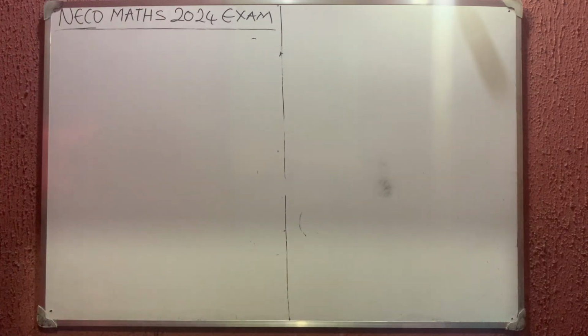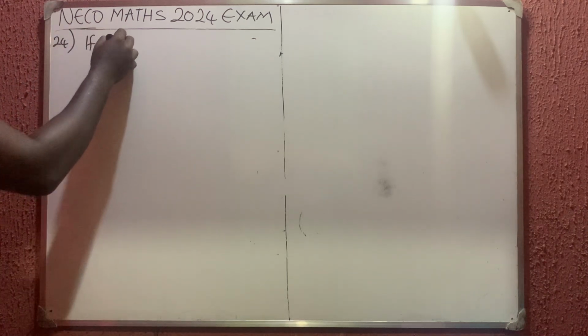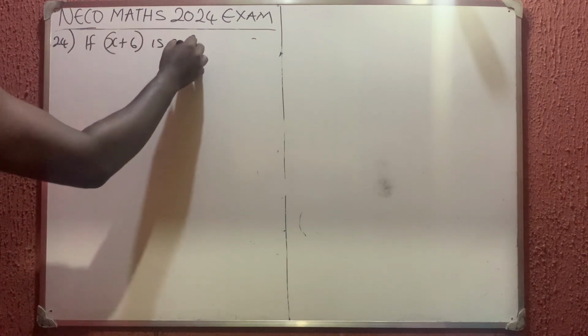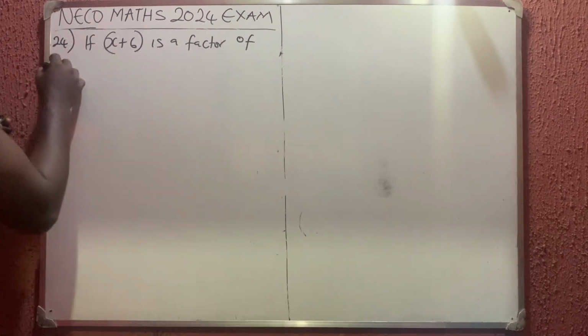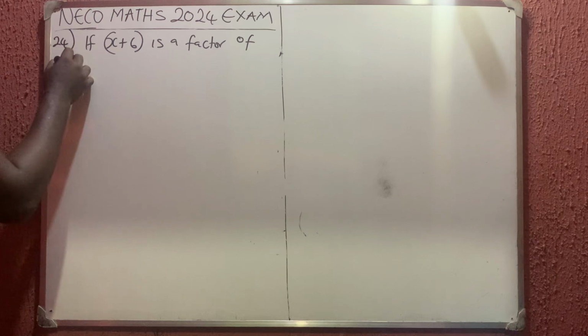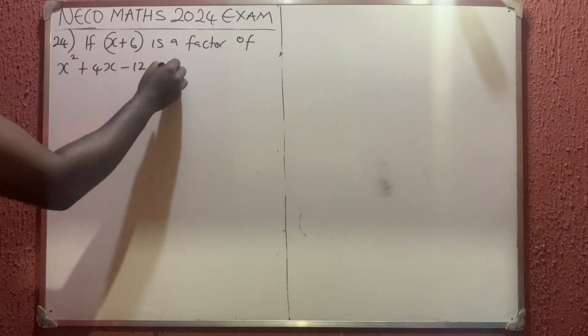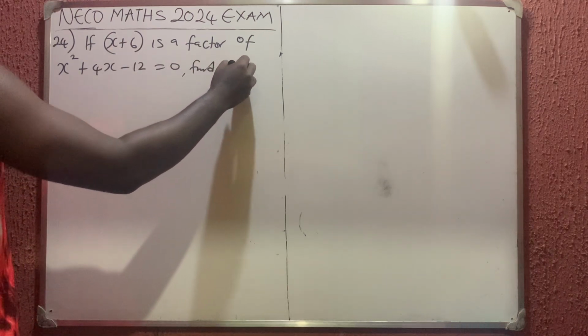In this video, we are going to be solving NECO examination question 2024. Question number 24 says that if x plus 6 is a factor of x squared plus 4x minus 12 equal to 0, then we should find the other factor.